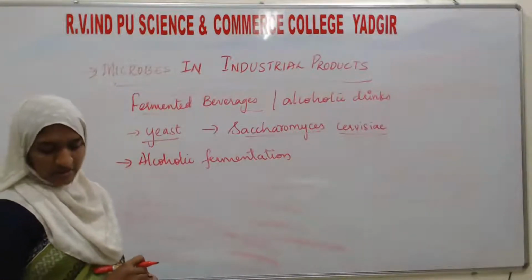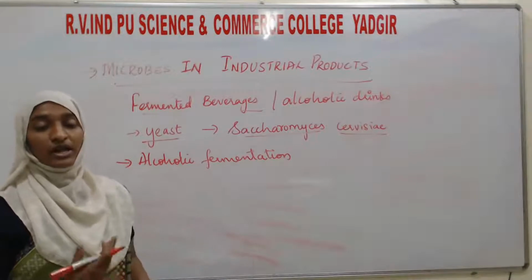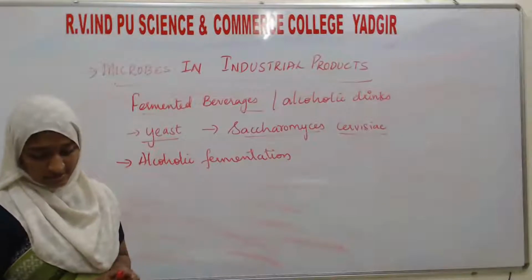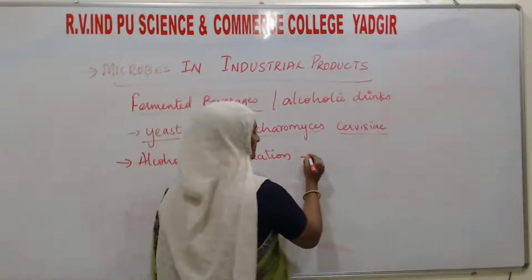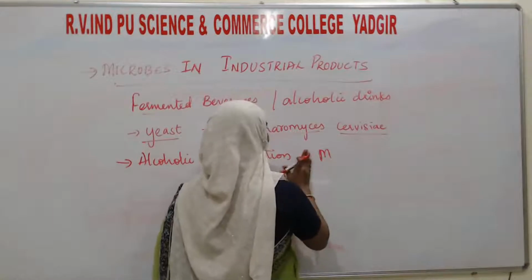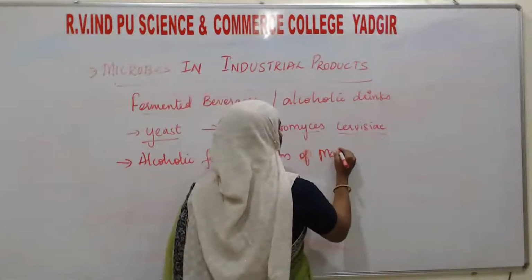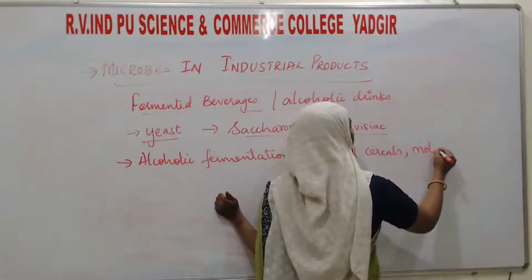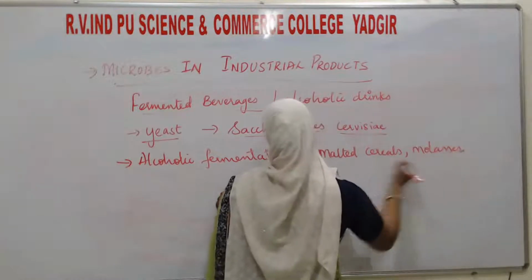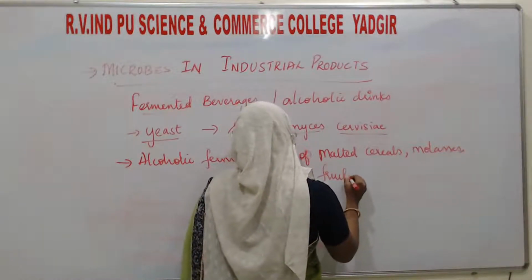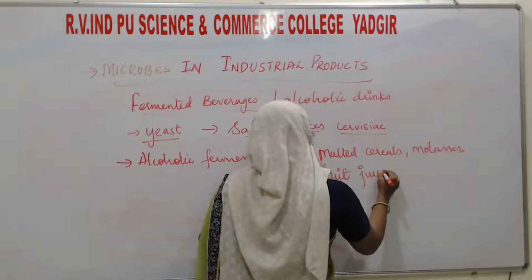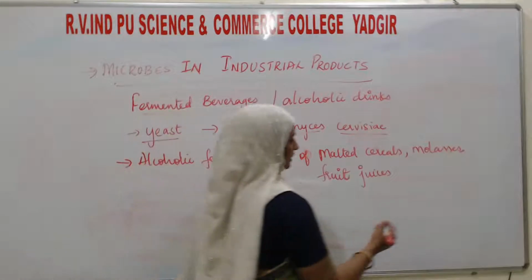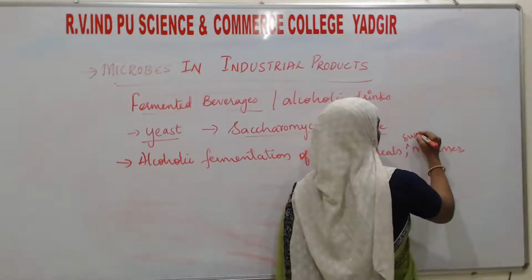What are the raw materials used for the production of these alcoholic drinks? The alcoholic fermentation of malted cereals, molasses, fruit juices. Here molasses means sugar molasses, etc.